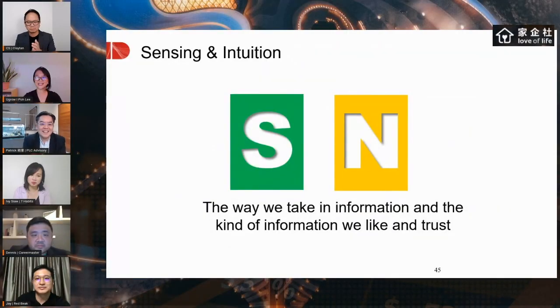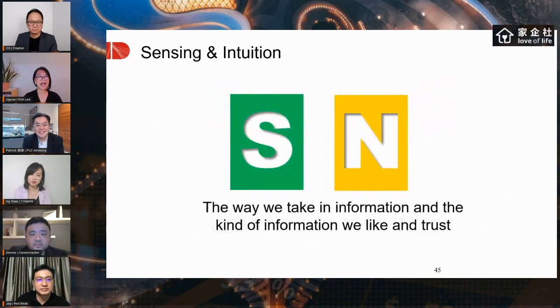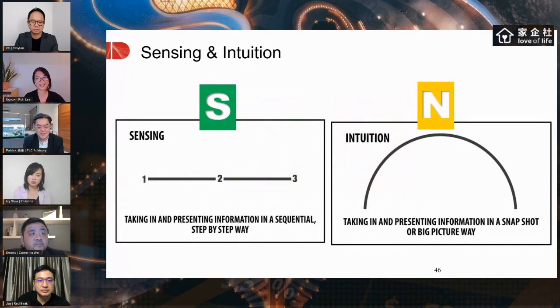Sensing and intuition is really the way that we take in information and what kind of information we like and trust. This is also very, very interesting, but let's pay attention. I'm going to go through very fast because I try to finish all 8 patterns. Okay, sensing means we take in and present the information in a very sequential, step-by-step way. Okay, intuition, we can jump in here and there.